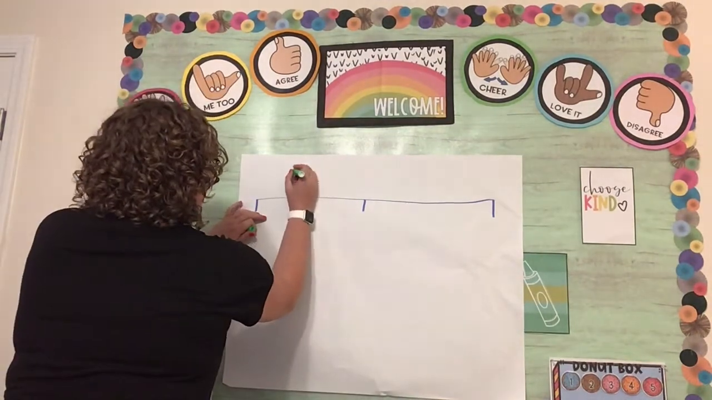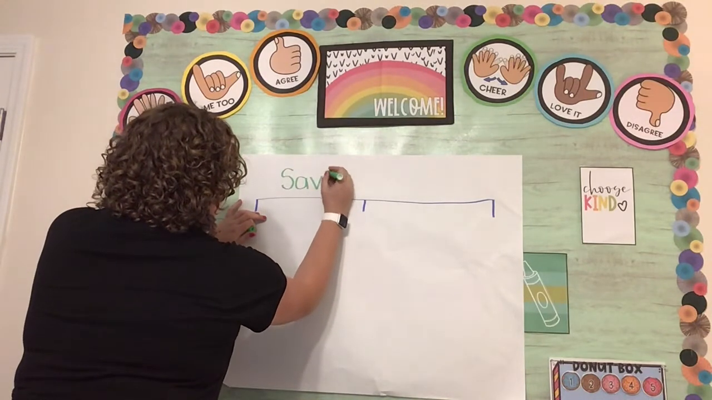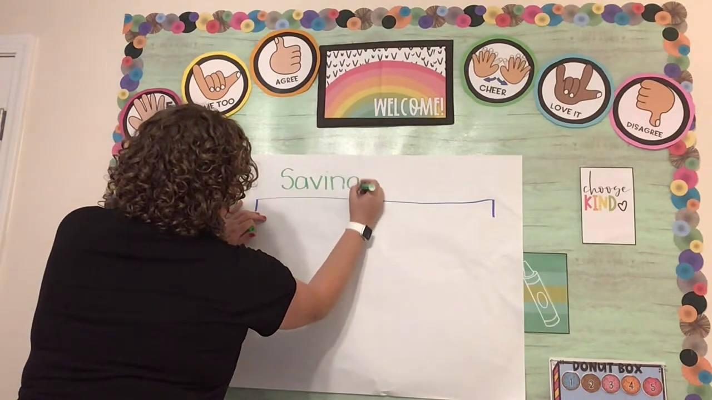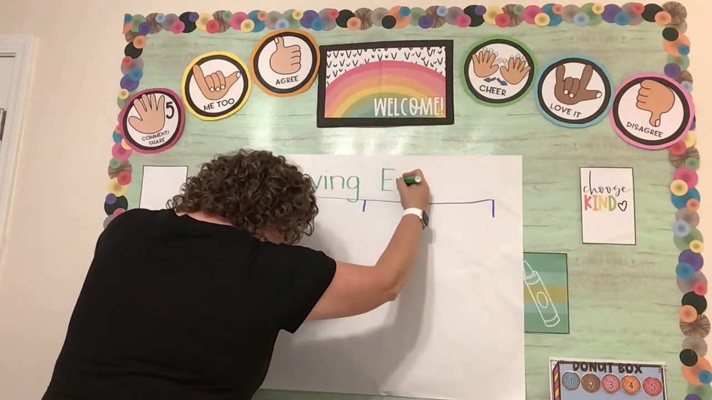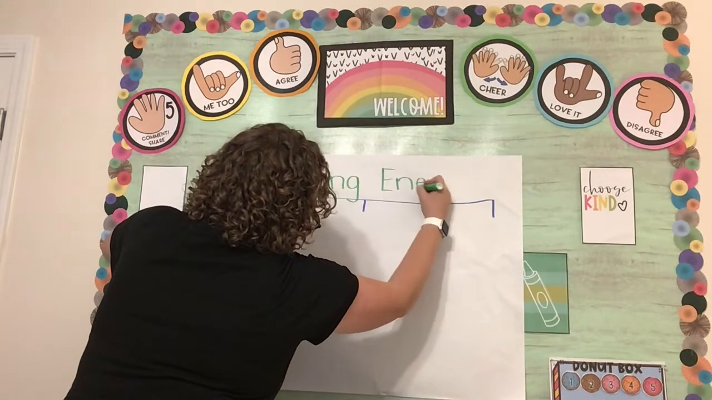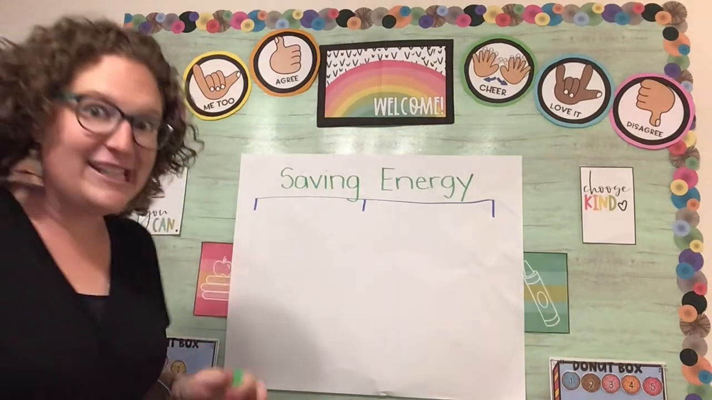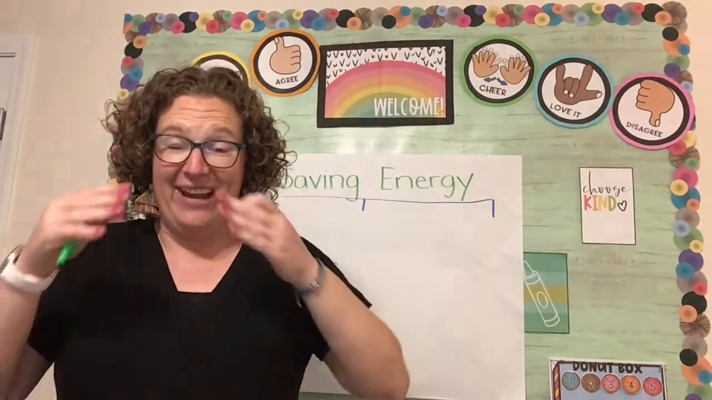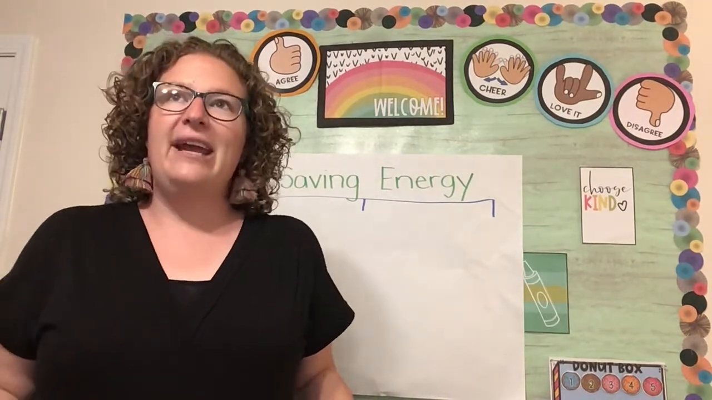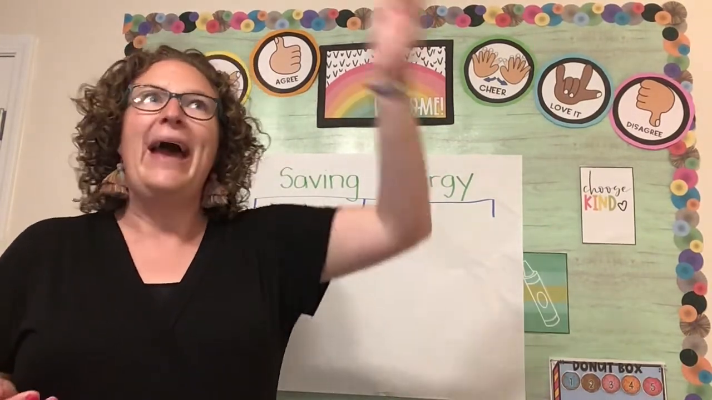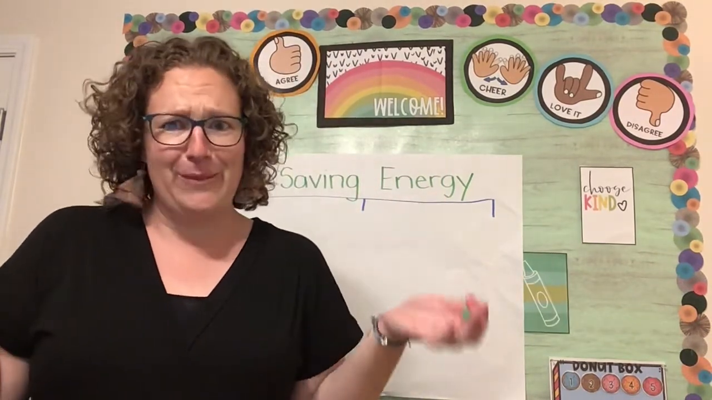So I'm going to put saving energy. So that is our main idea. That's our big rain cloud. Now I want to know the details. So if it's all about saving energy, a detail needs to match our main idea. So I can't say apples, because apples don't match our main idea.